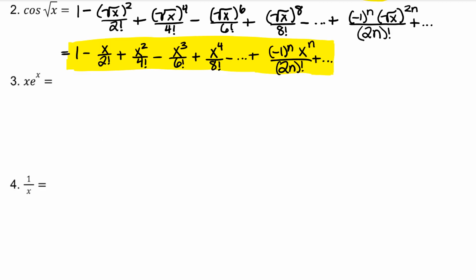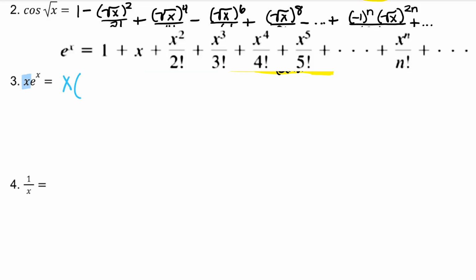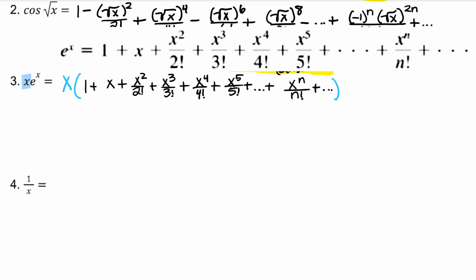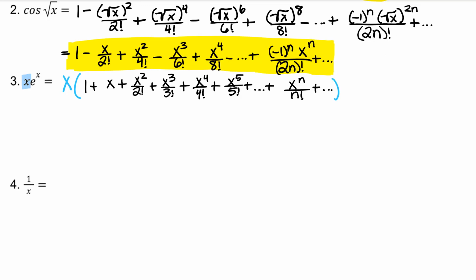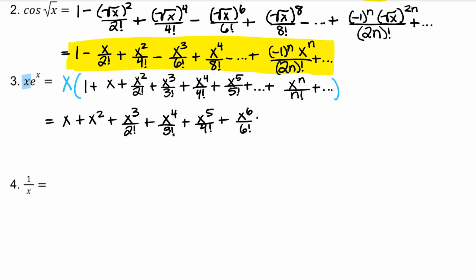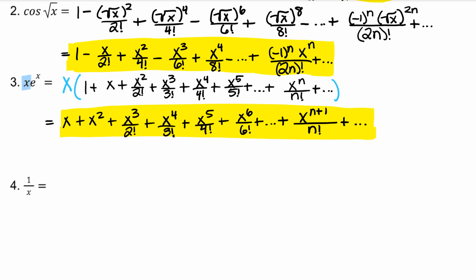For number 3, we're not going to substitute anything different, but we are going to multiply each of the terms by an x. e to the x looks like this. And we will simply distribute the x into each term in the e to the x series. And there's our new power series for x times e to the x.